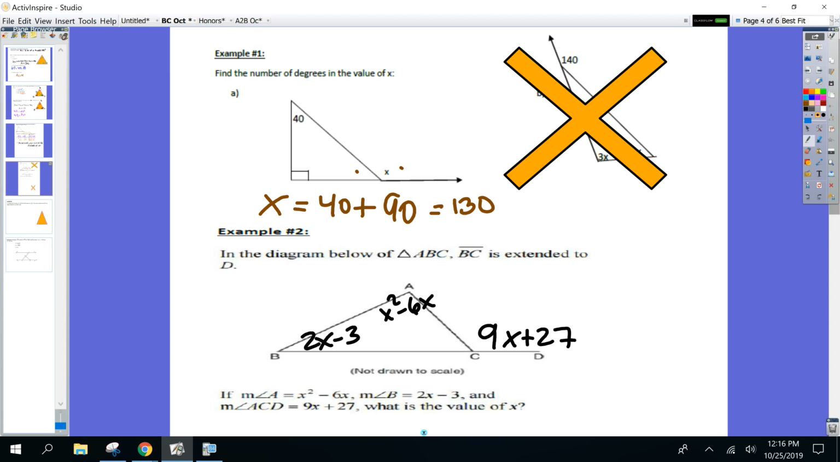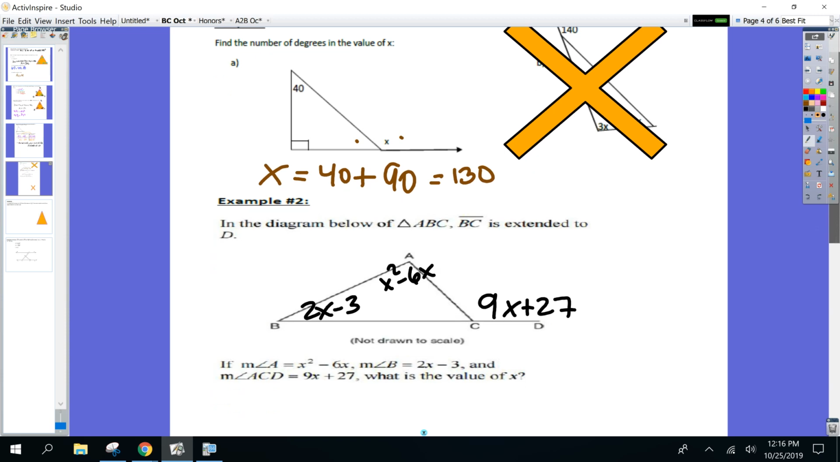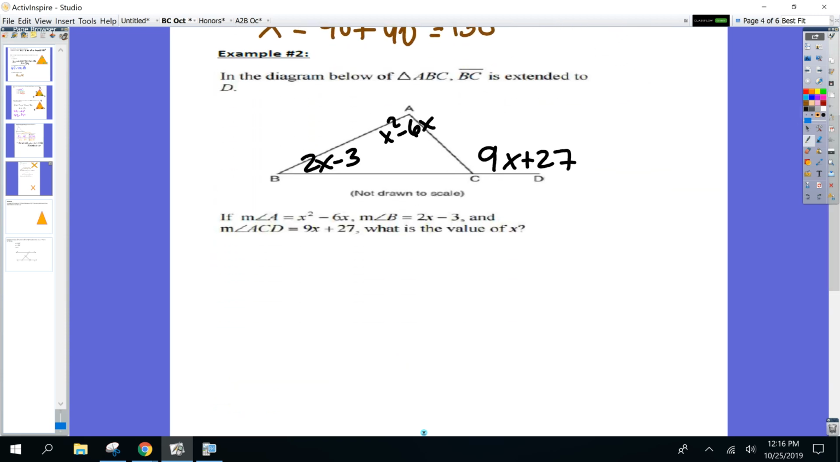All right, they're all variables. But I can apply my new theorem, which says, what's your exterior angle? 9x plus 27 is found by taking the remotes. What's one remote interior? X squared minus 6x, and adding it to the other remote interior, which is 2x minus 3. And I hate to break it to you, the geometry part of this is done. It is done. Now I need all the algebra superstars to come out.